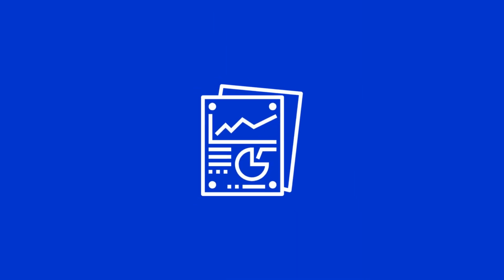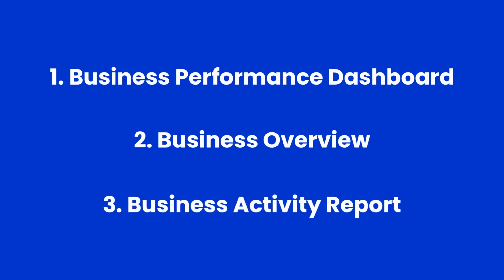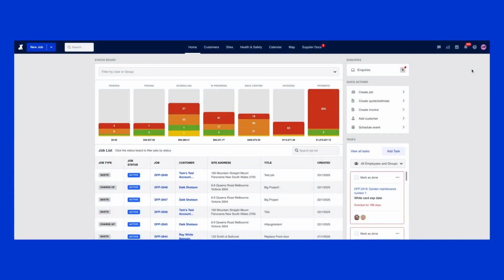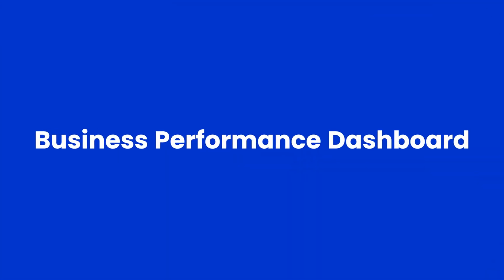Fergus offers a number of powerful business reporting tools. We'll be exploring 3 key reports that will help you gain valuable insights and make data-driven decisions for your business. Let's jump right in. To access these reports, head to the top right corner of Fergus and click on the Reports button. First, let's look at the Business Performance Dashboard.